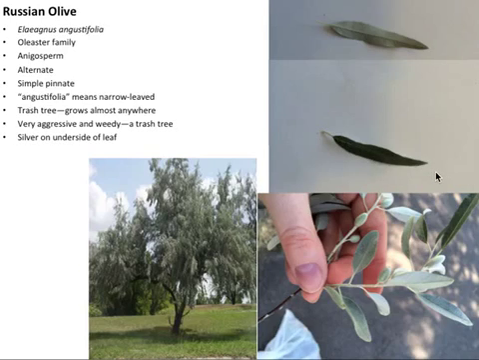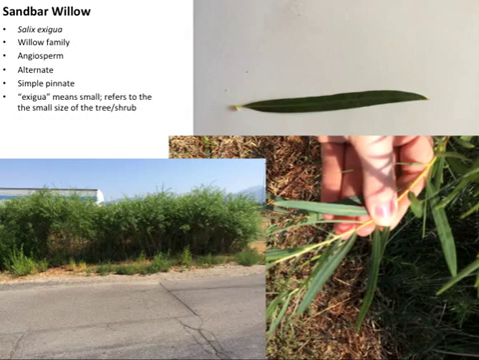It is a trash tree. It grows almost anywhere. It's aggressive and weedy, and it will take over other plants if you let it. So it's not necessarily a tree you want to plant in your yard. It does have a silvery underside of the leaf, so it is kind of a pretty color of a tree, but it is a weedy species.